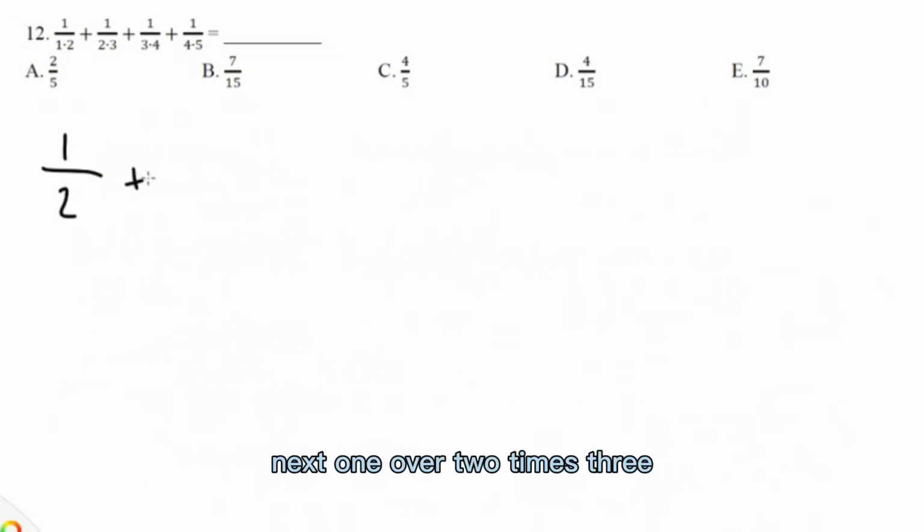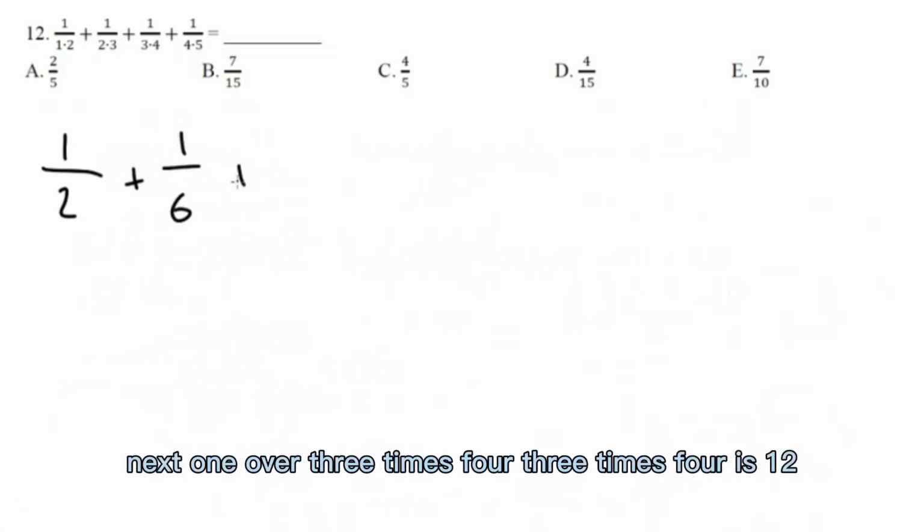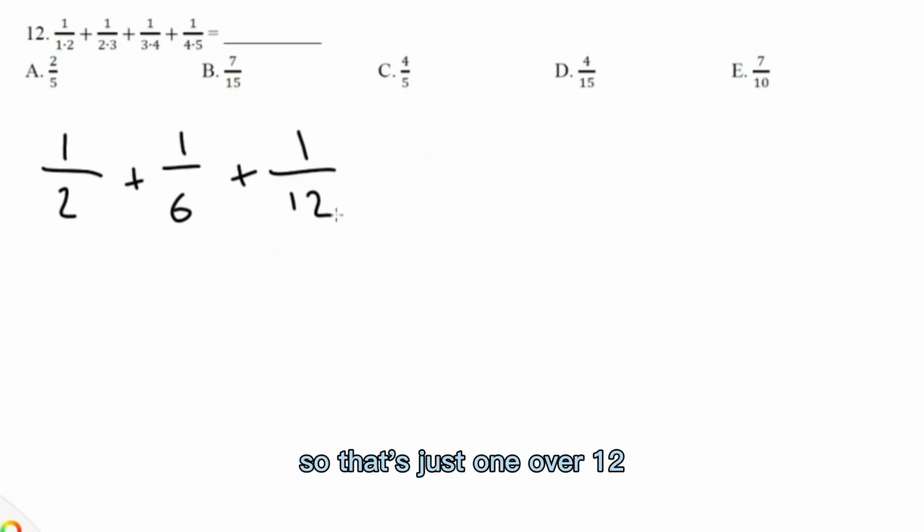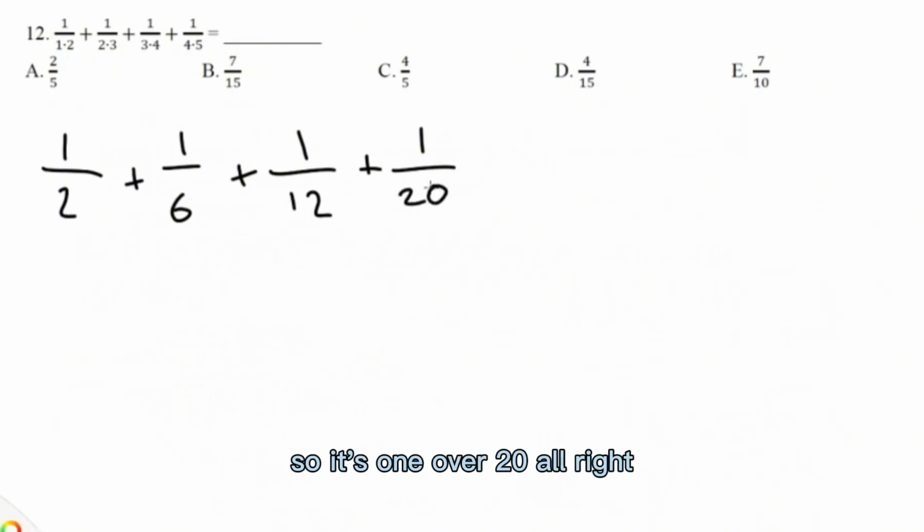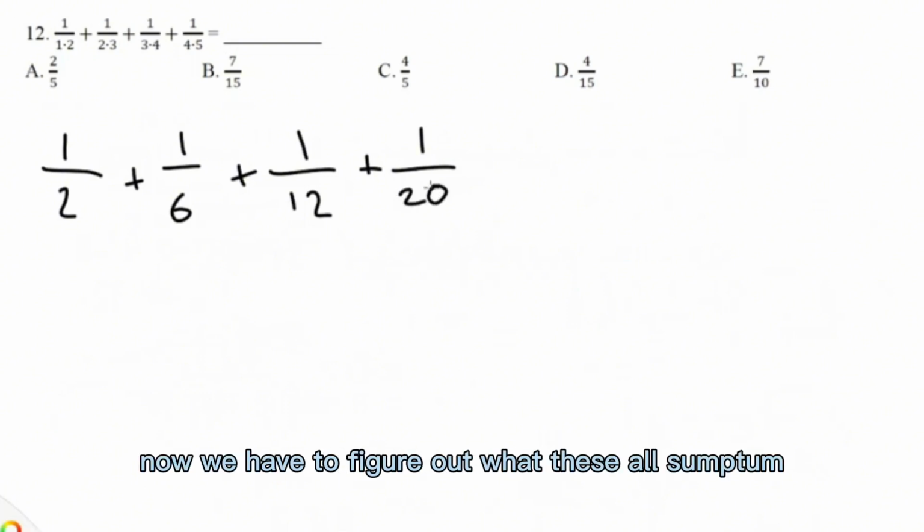Next, 1 over 2 times 3. 2 times 3 is 6, so it's just 1 over 6. Next, 1 over 3 times 4. 3 times 4 is 12, so that's just 1 over 12. Next, 1 over 4 times 5. 4 times 5 is just 20, so it's 1 over 20. Alright, now we have to figure out what these all sum to.